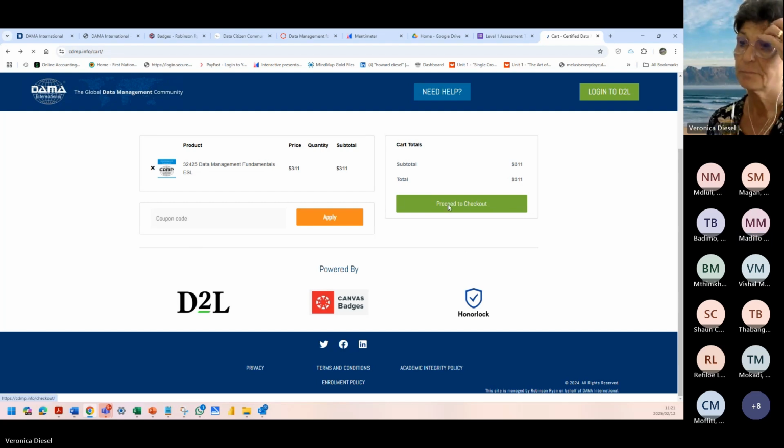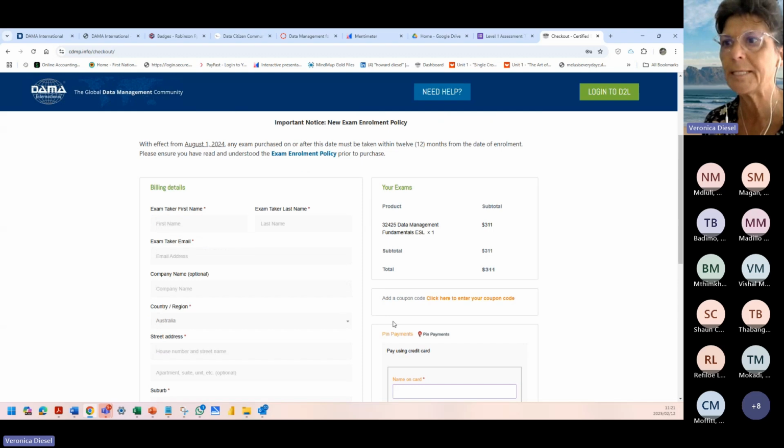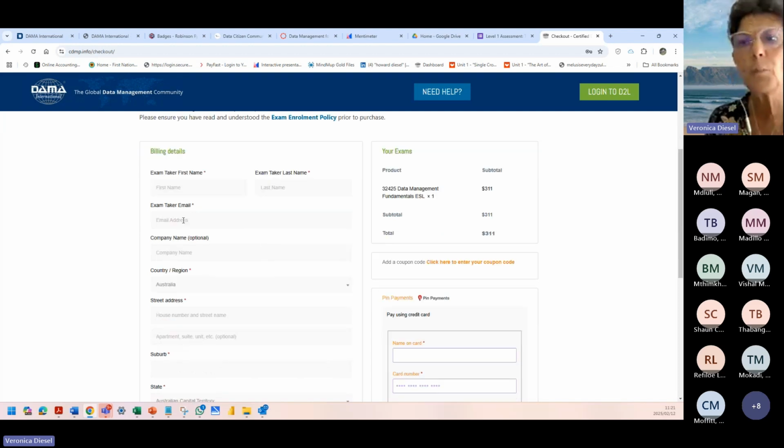Proceed to checkout. So because I didn't have a coupon code, I've got credit card details, which you will be using if you're paying for yourself. You put in your first name, your last name. I think they're collecting too much information, but anyway, these are all compulsory. Here, this email address, super, super, super important. Give them your personal email address because this is your certification journey. And if in a few years' time you decide to change jobs, your certification has to travel with you.